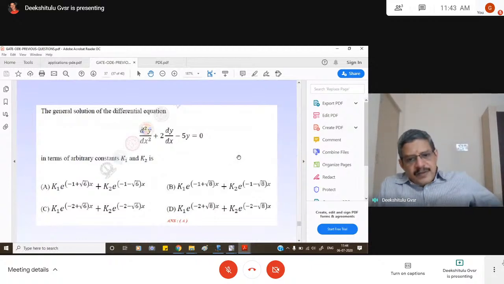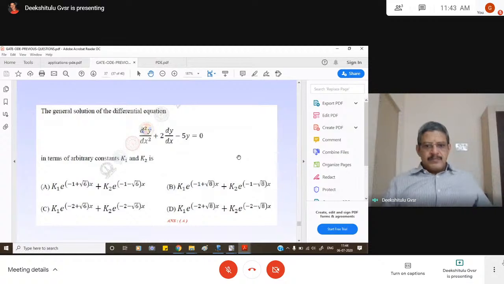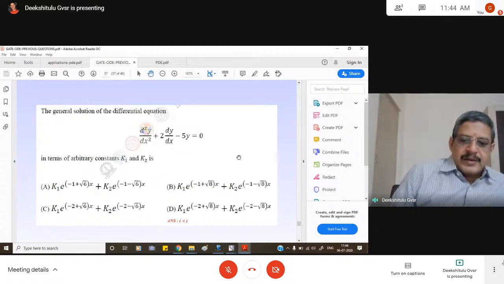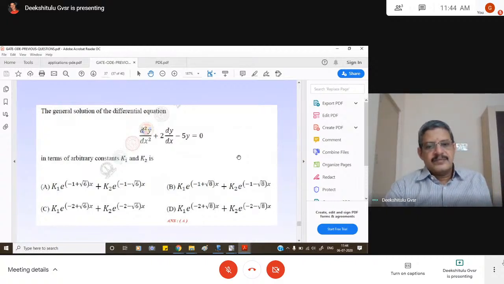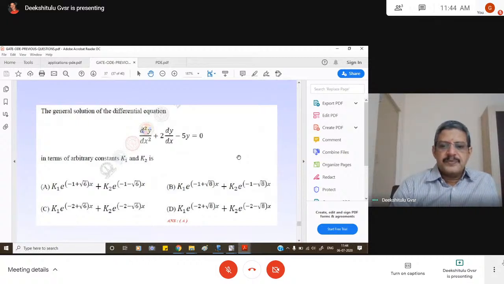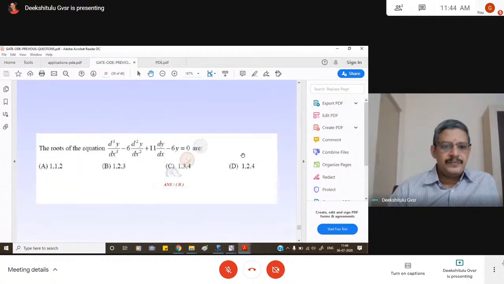The general solution of the differential equation y double dash plus 2y dash minus 5y is equal to 0. For that we have to calculate the roots of the auxiliary equation. The auxiliary equation is m square plus 2m minus 5 is equal to 0. If you calculate these roots, you don't get exact integers; you will get something like minus 1 plus or minus root 6. I think we have done this problem, I remember.